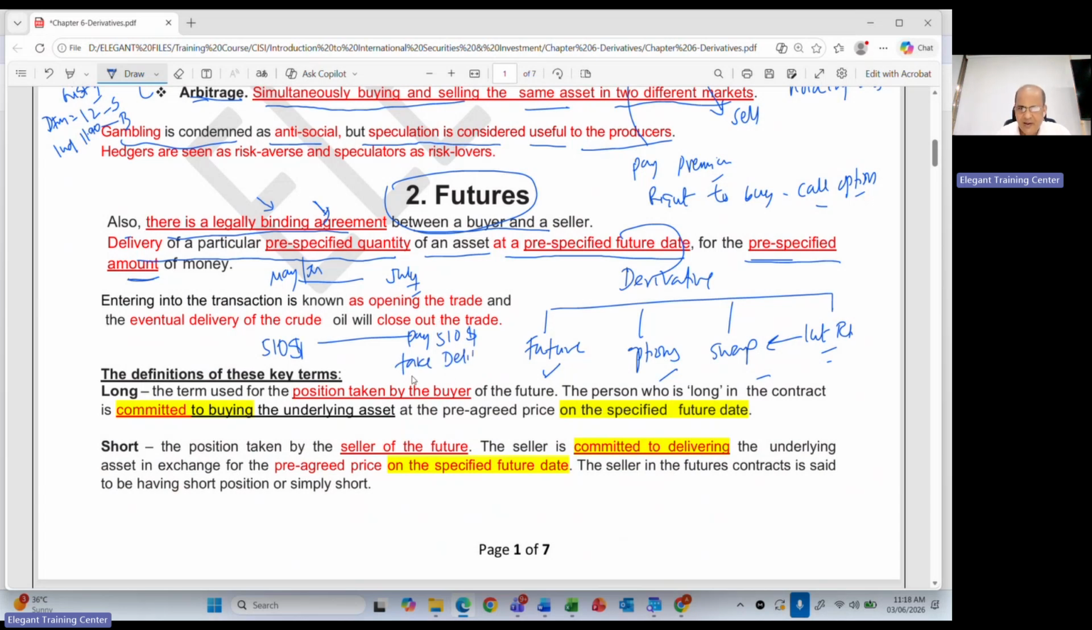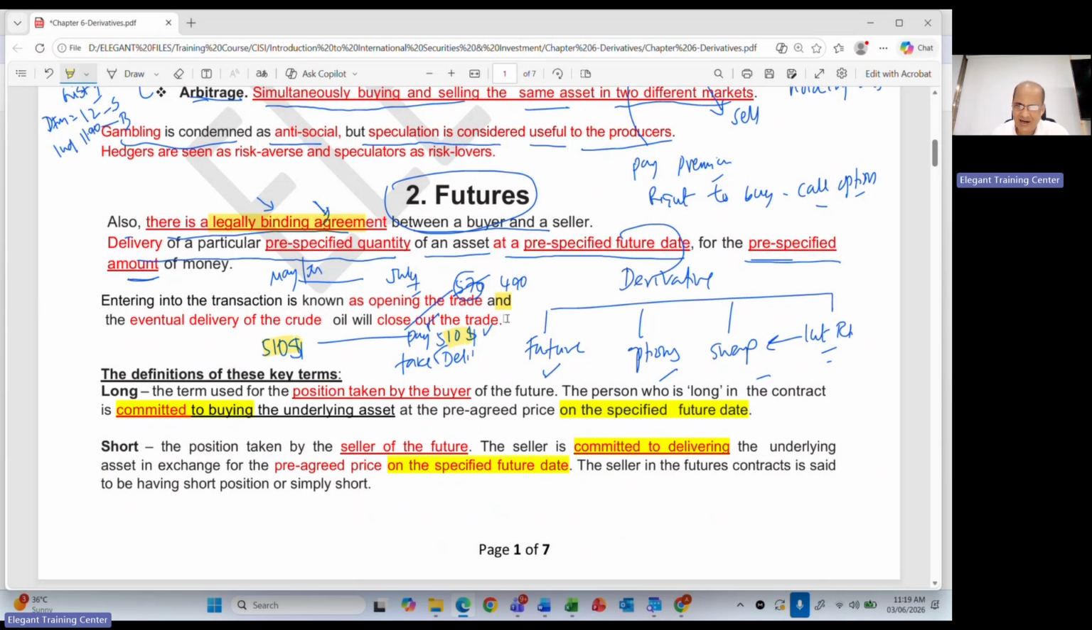Maybe in July the price is 570, but how much do you pay? You will pay only 510. Suppose in July the price is 490, but still you have to pay and take delivery. That is called a legally binding agreement. Future is a legally binding agreement. You bought at 510, you have to pay 510, even if the price is 490. Who will bear the loss?